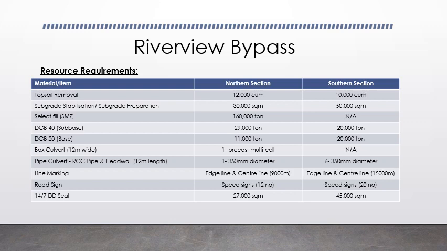Line marking, northern section and southern section, we have edge line and center line, and these are the two basic. So quantity wise, the northern section is approximately 9,000 meter, and the southern section has got 15,000 meter. The road sign, we have a few speed signs there in both northern and southern section. Northern section has got 12 and the southern section has got 20 speed signs. 47 double double seal, northern section is 27,000 square meter, and the southern section is 45,000 square meter.